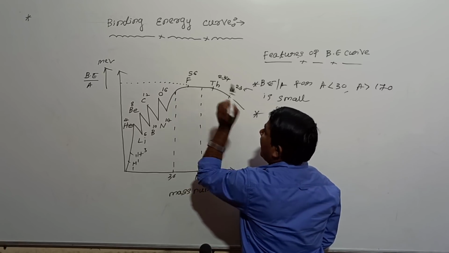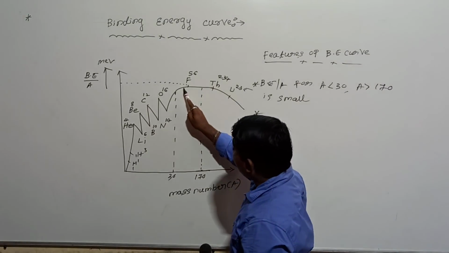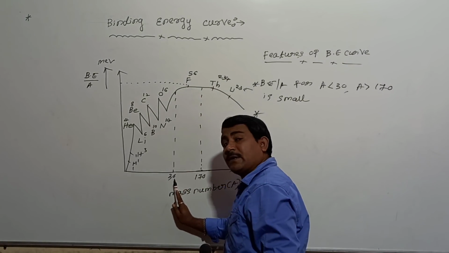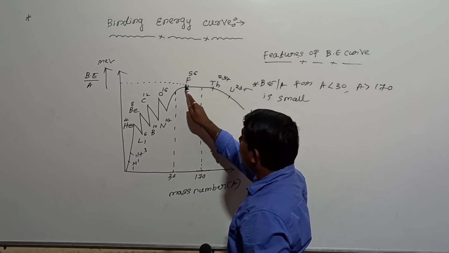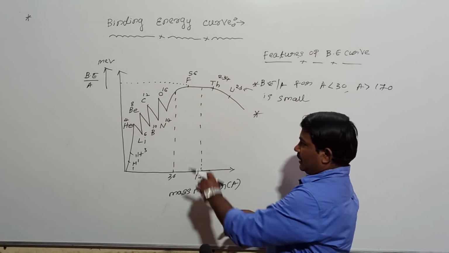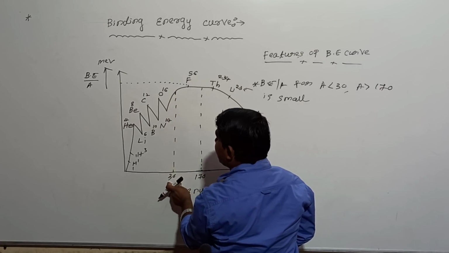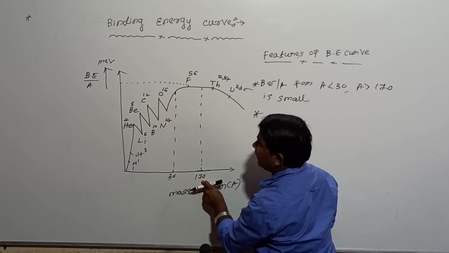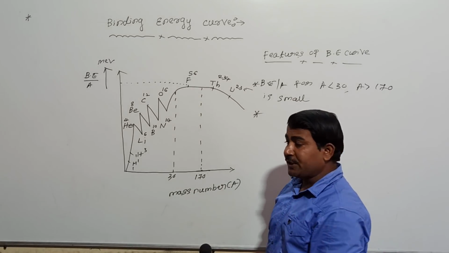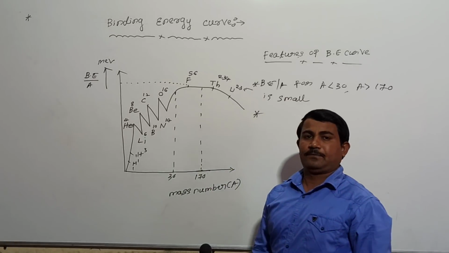Almost the graph is flat. What is it? The graph is flat for the mass number 30 to 170. Almost the binding energy curve is constant. For the elements whose mass number lies between 30 to 170, the binding energy is constant, and it shows that these elements are more stable.